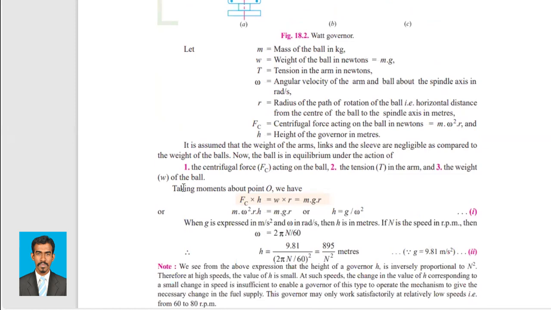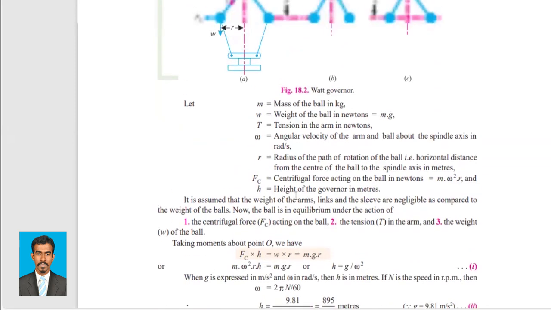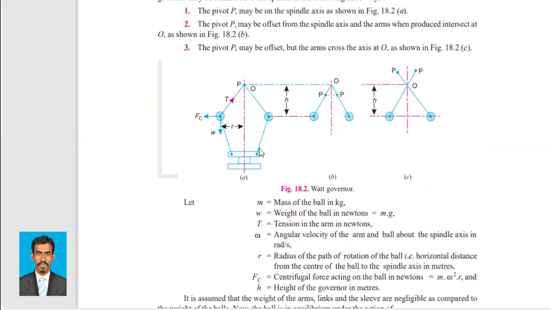How do you do that? Taking moments about point O. The easiest way is taking moments about point O. This is the point O. We can also do it by resolving the forces horizontally, resolving the forces vertically, and taking moments about any of these points, either point O or this point or this point. Any of the points you can do, but taking moment about O is the easiest way.